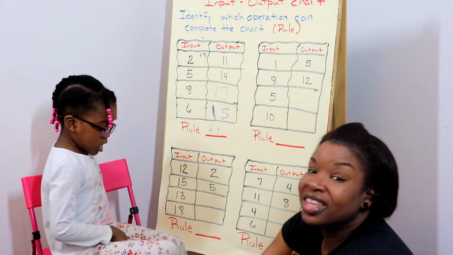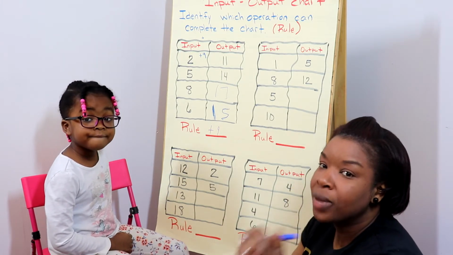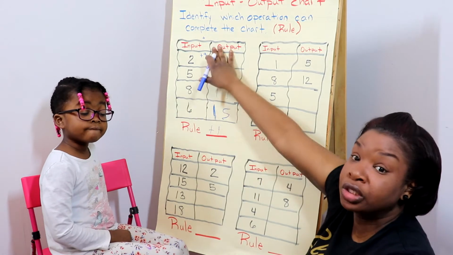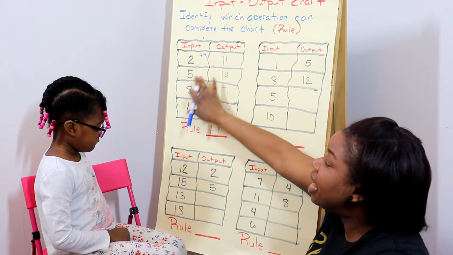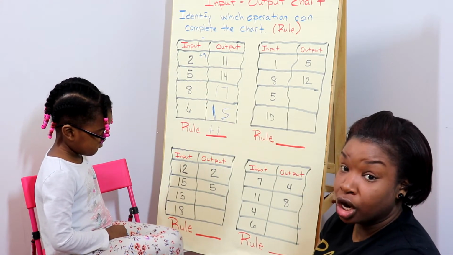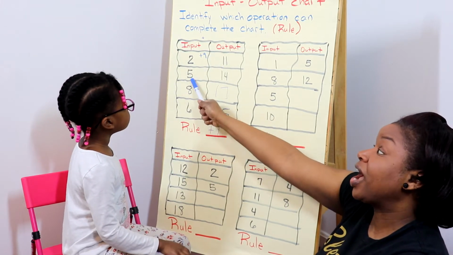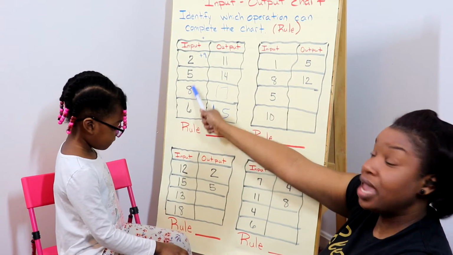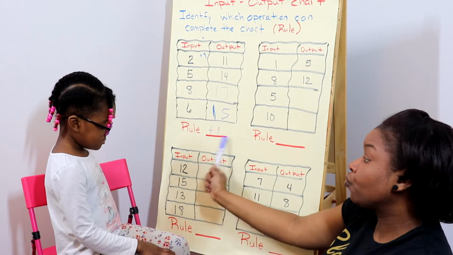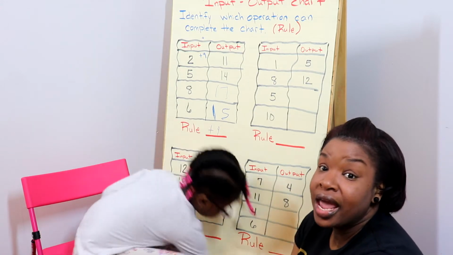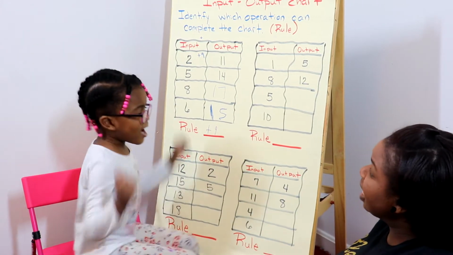Now, once you find out what the rule is, the rule must apply to all numbers on that chart. So plus 9 must work for each of the numbers on the chart. So we had 2 plus 9, 11. 5 plus 9, 14. 8 plus 9, 17. 6 plus 9, 15. And the rule is plus 9. Now, we're going to do another example. Okay, you ready? Yeah. Next example.